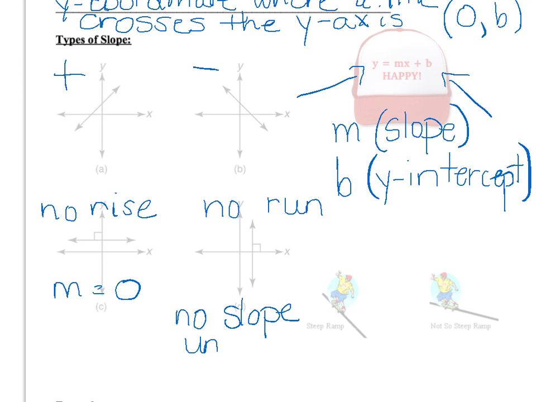And if there is no run, we have a vertical line, which means that there's no slope or it's undefined. And you have our two little skateboarders here, and he's just showing that a steeper ramp is going to be a higher number. And if you have a not so steep ramp, it's going to be a smaller number, but it's not going to be below 0.